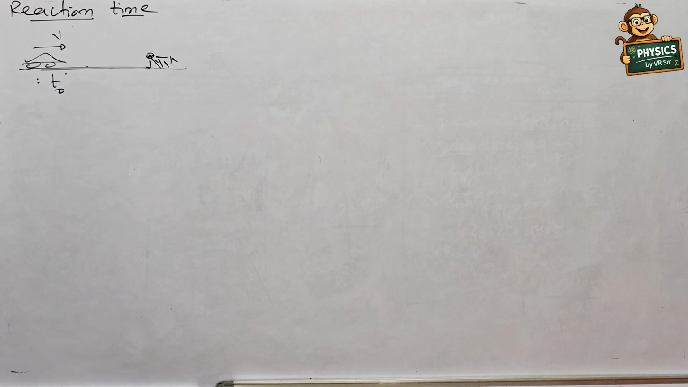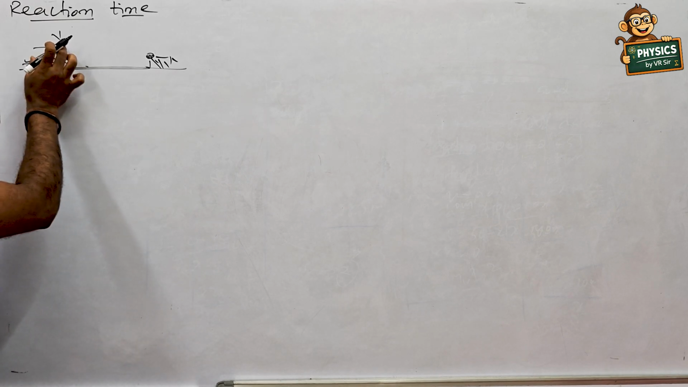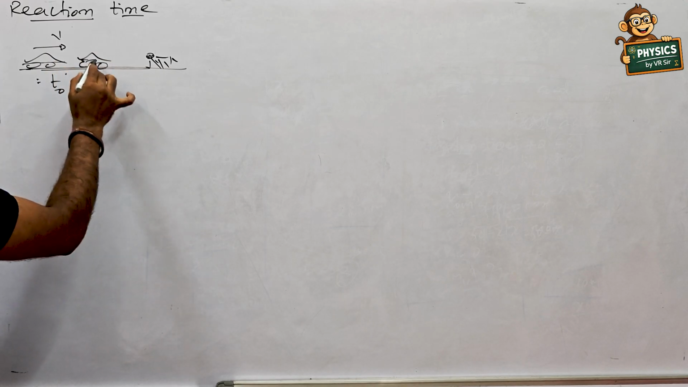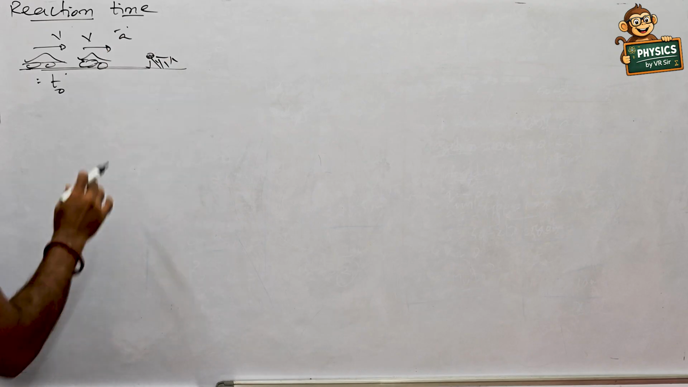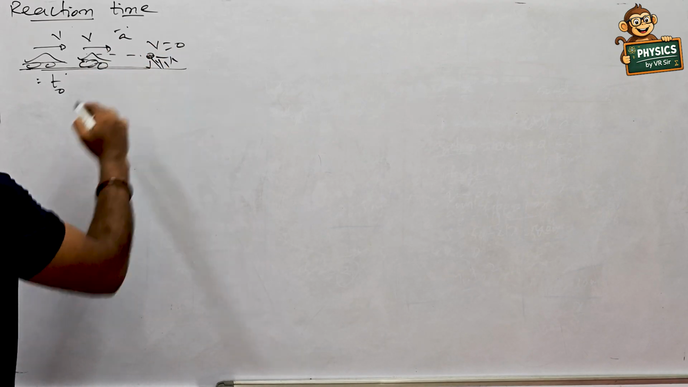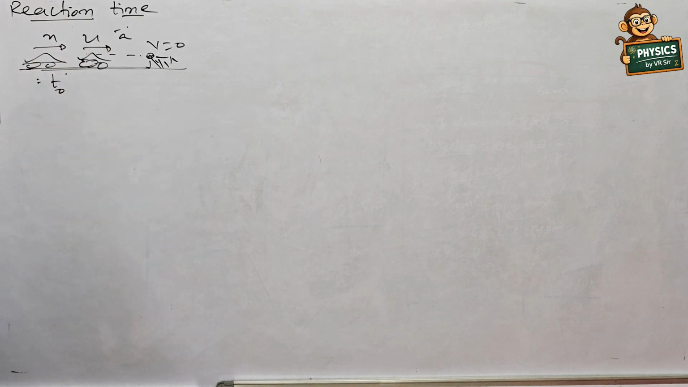So let us represent it with t0. During that reaction time, the vehicle is moving with the same velocity only. After reaction time, he applies the brakes, so it decelerates, slows down and comes to rest here. Of course, this can be given as velocity u, some velocity. Okay, so this can happen to everyone.